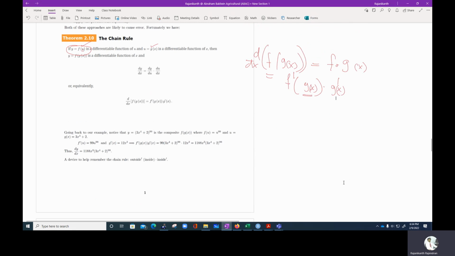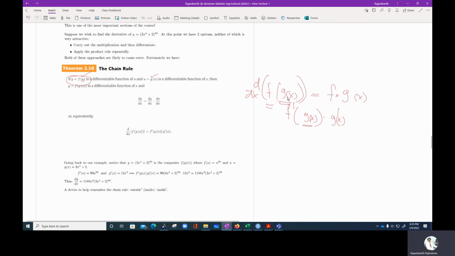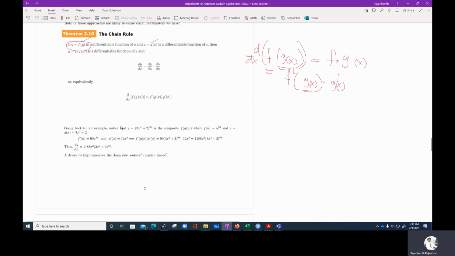Always you see two functions; there's one function inside the other. So look at this example. Suppose you are given a function y equals (3x to the power 4 plus 2) to the power 99. You could rewrite this function in composite form with this substitution. You could think of the f function as u to the power 99 and the u function as just 3x to the power 4 plus 2.